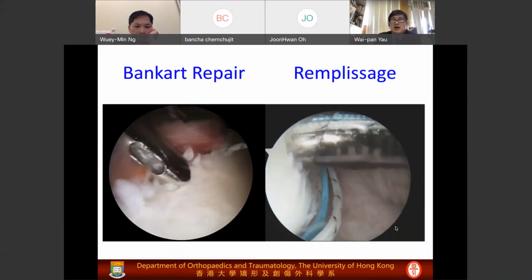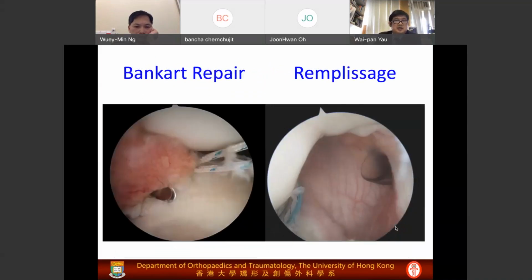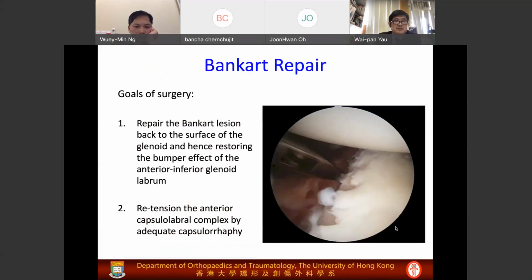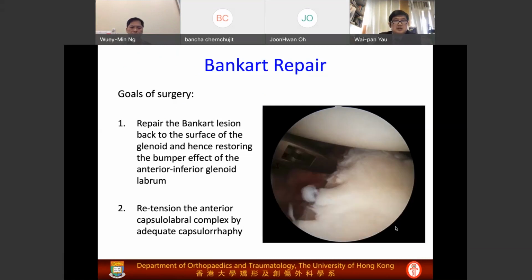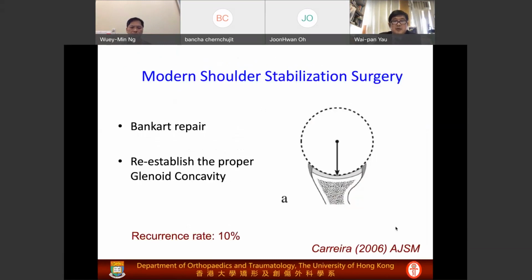plus Remplissage procedure. The goal of the Bankart repair is to repair the Bankart lesion back to the surface of the glenoid by arthroscopic means, and hence restore the bumper effect of the anterior-inferior glenoid labrum. And also, we want to retension the anterior capsulolabral complex by adequate capsulorrhaphy. So this is the cornerstone of modern shoulder stabilization surgery. With this Bankart repair alone, the recurrence rate is shown to be less than 10%.